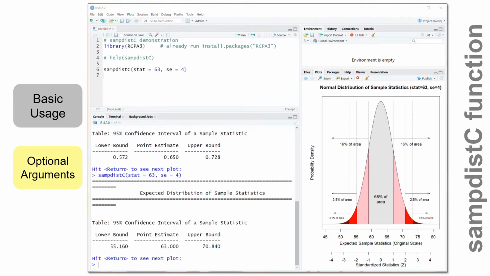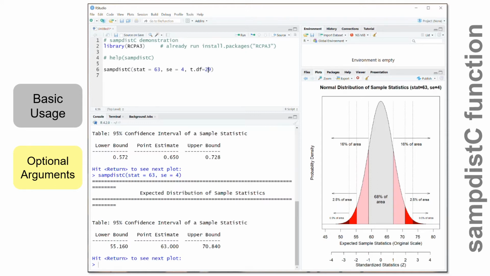Well, I left off looking at the sampling distribution for the statistic 63 with the standard error of 4. And this, as you can see from the main title, shows a normal distribution of the sample statistic. One option you have with the sampdistC function is to show the expected distribution based on t-distributions instead of the normal distribution. What you would do for that is to use the t.df argument and set that equal to a whole number. For example, and I'm just making up a number, 29. So we're saying we'd like to see the expected distribution based on a t-distribution with 29 degrees of freedom.